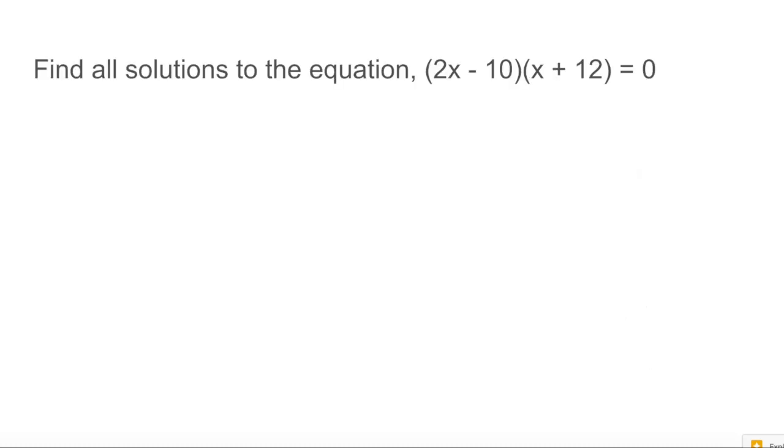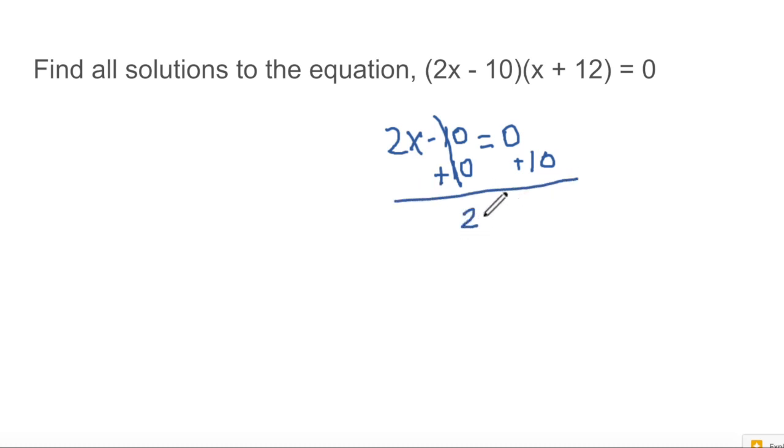Let's try another one. Find all solutions to the equation 2x minus 10, x plus 12. This is a little bit trickier because there's a coefficient of x, but it's really still the same thing. So 2x minus 10, and we just set that equal to 0. We just need to add 10 to both sides and then divide by 2. So plus 10, then those 10s are going to cancel each other out. Plus 10 on the right. We get 2x equals 10, and then we divide by 2, we get x equals 5.